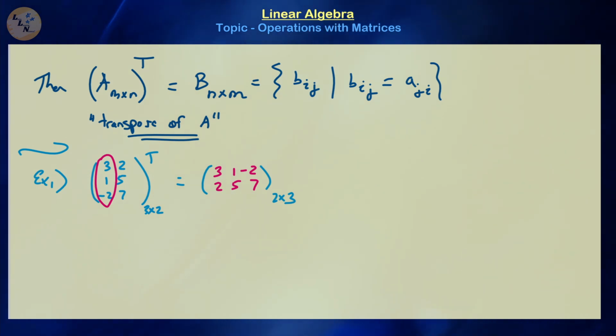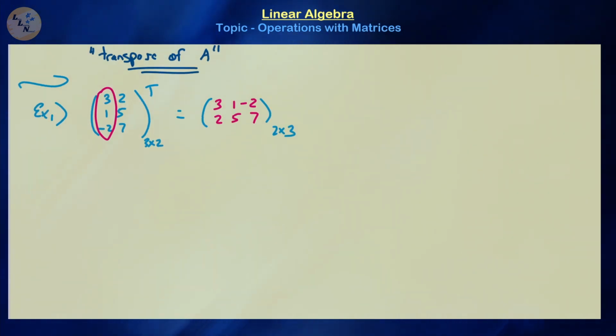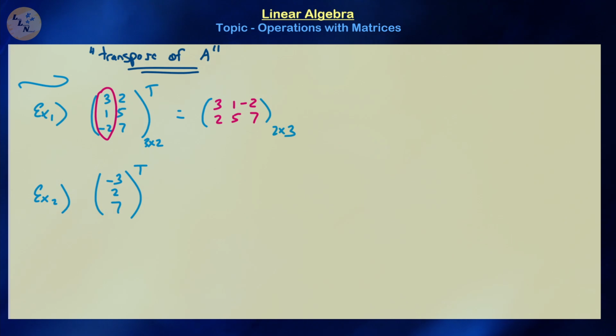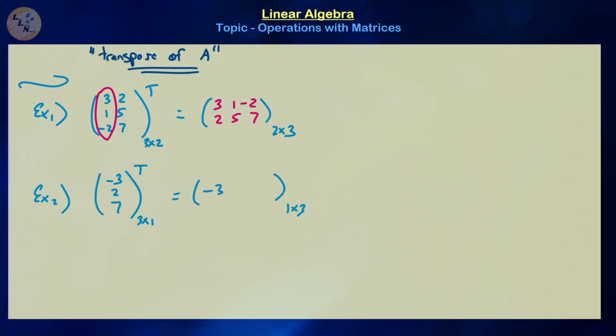So that's the transpose of that matrix. Let's look at another example, 3 by 2. So if I have negative 3, 2, 7, so that's the transpose of our normal vector. So keep in mind this is a 3 by 1, so my result should be a 1 by 3. So that's going to be negative 3, 2, 7.